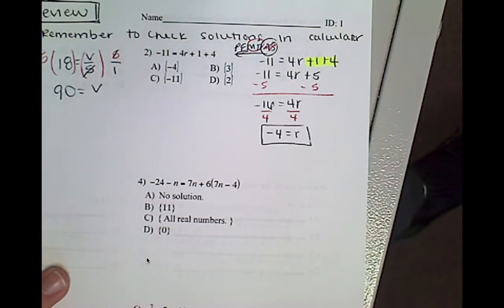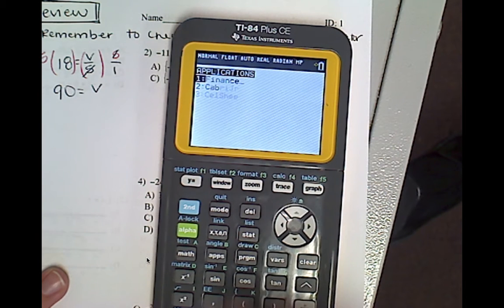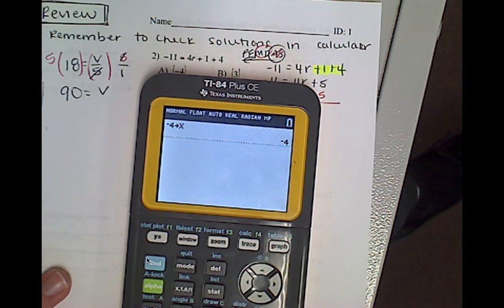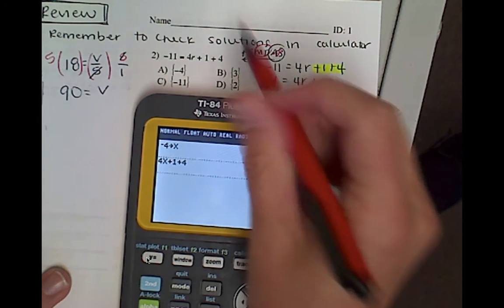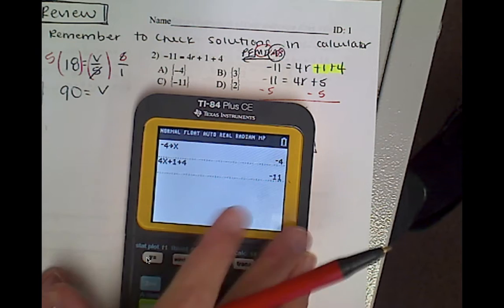If I wanted to check this once again, I could do negative 4 stores X, and type in the right-hand side, which is 4x plus 1 plus 4. And it gave me the left-hand side, which is a negative 11, so that's how I know I'm right, okay? They check out. They gave me something equals itself.